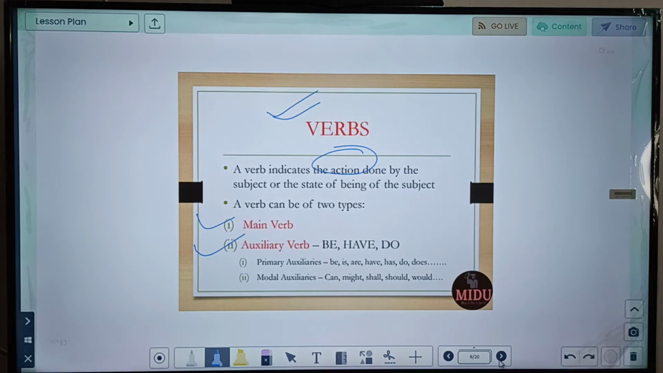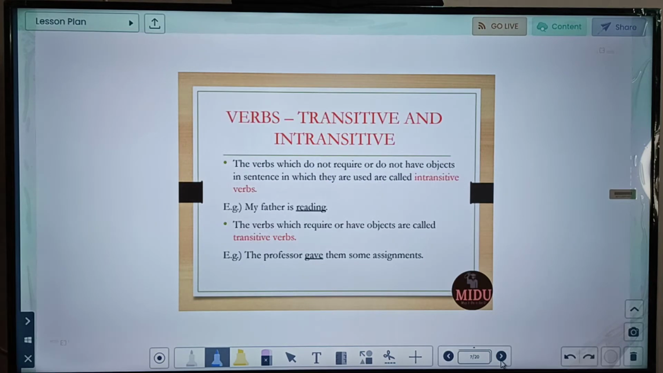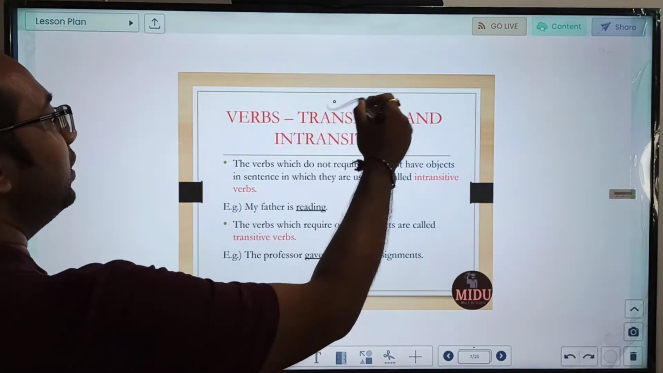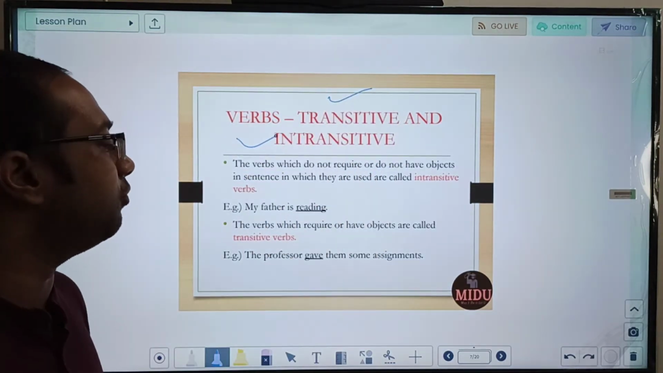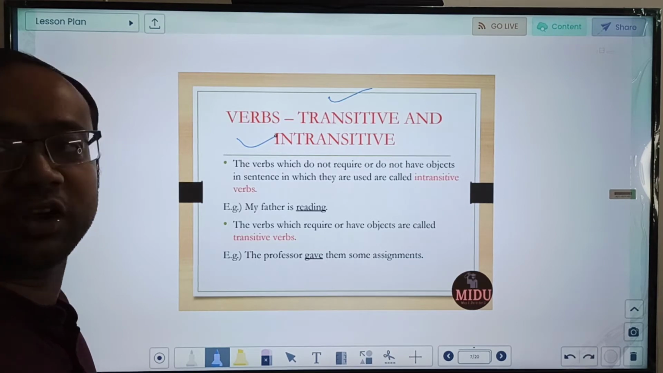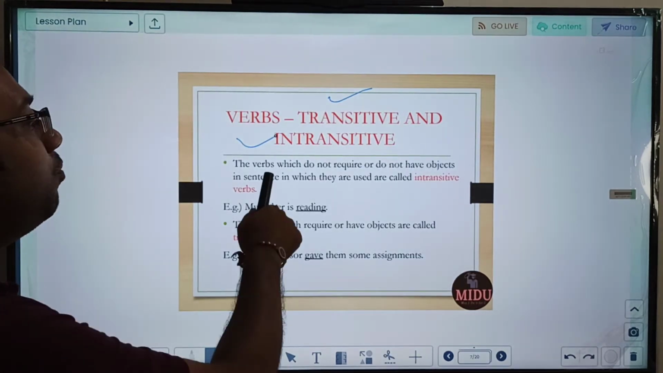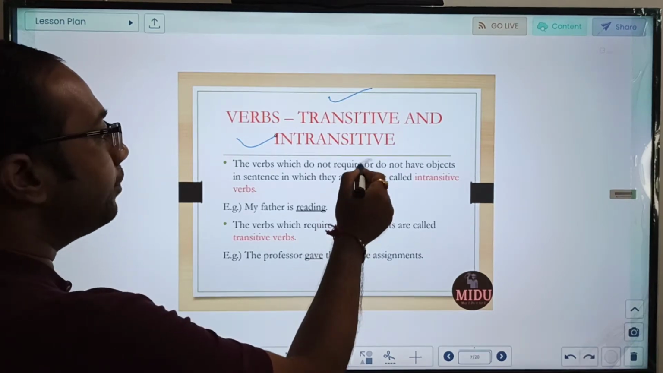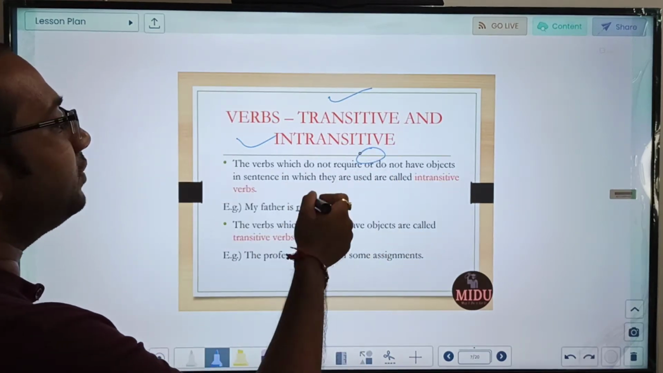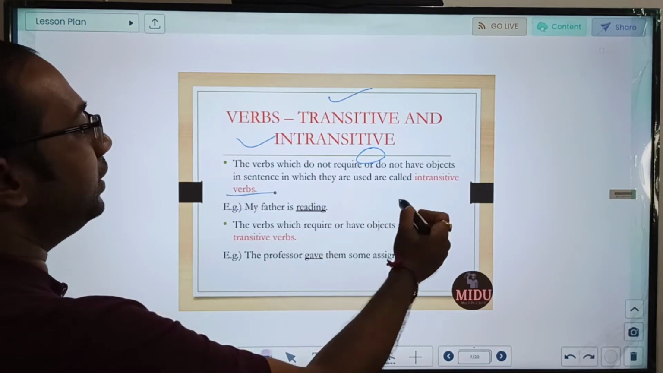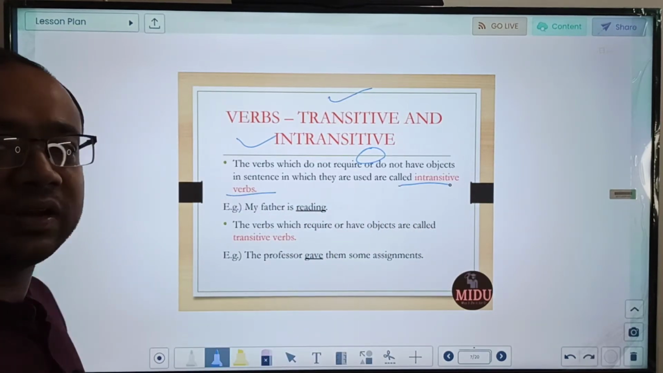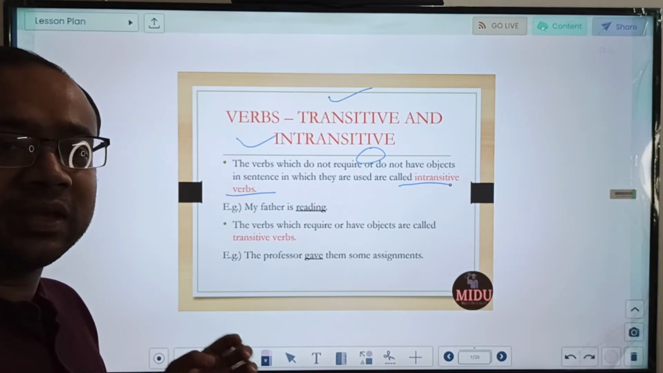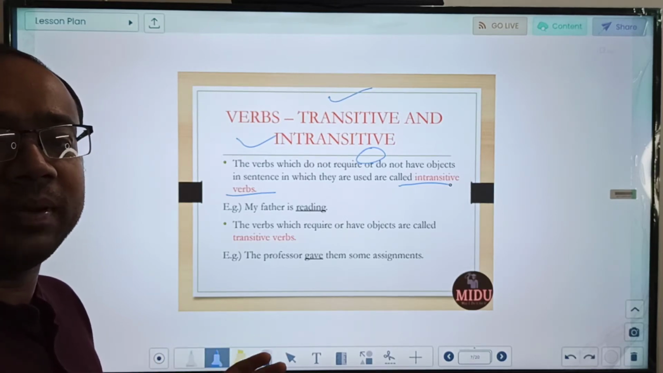In the next part we are going to see another way in which verbs can be divided. One is transitive and one is intransitive. The basic difference is the kind of structure in which the sentence is there. Verbs which do not require or do not have objects in the sentence in which they are used are called intransitive. So, my father is reading. This sentence is self-sufficient in itself. Nothing is lacking, so it does not require an object.